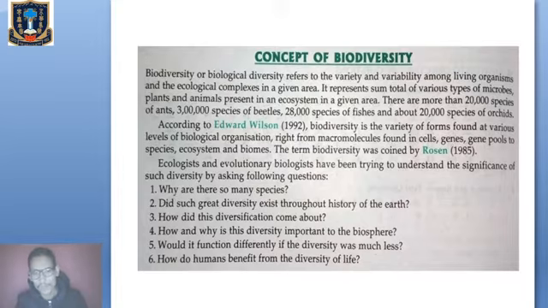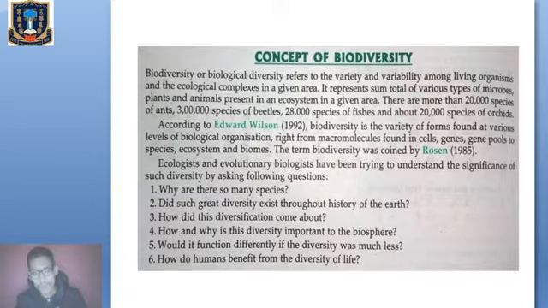So there are more than 20,000 species of ant, 3 lakh species of beetles, 28,000 species of fishes, and about 20,000 species of orchids. So here you can see how enormous, how rich our biodiversity is. We have huge species of plants, huge species of animals, and even microbes, which play an important role in our ecosystem in terms of nutrient cycling.